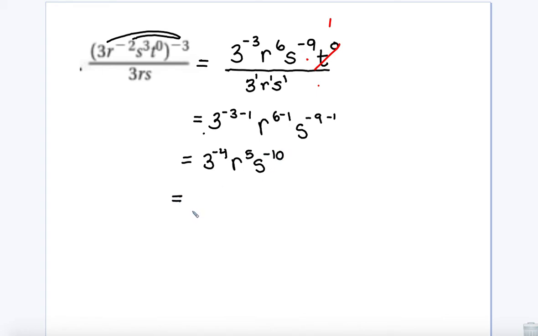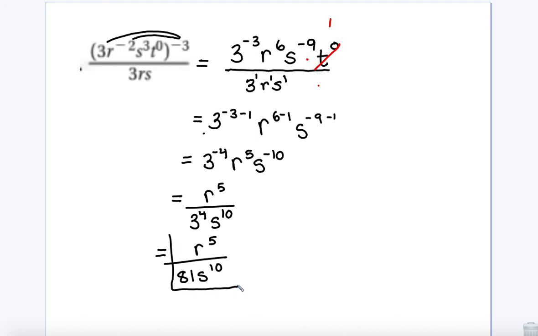Final thing is I can't leave any negative exponents in my final answer, so anything with a negative exponent has to flip into the denominator. So r to the 5th can stay in the numerator, 3 to the 4th becomes positive in the denominator, and then s to the positive 10 also ends up in the denominator. Last thing I'm going to do is 3 to the 4th, because that isn't too big of a number. 3 to the 4th would be 81. So that's 81s to the 10th in the denominator.